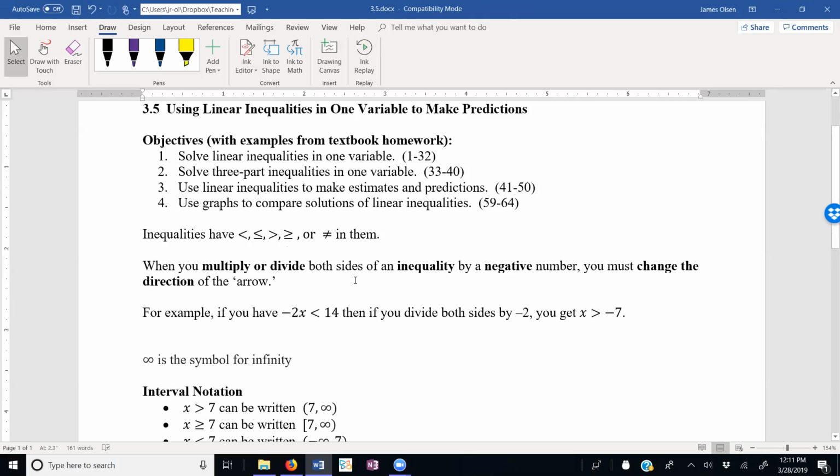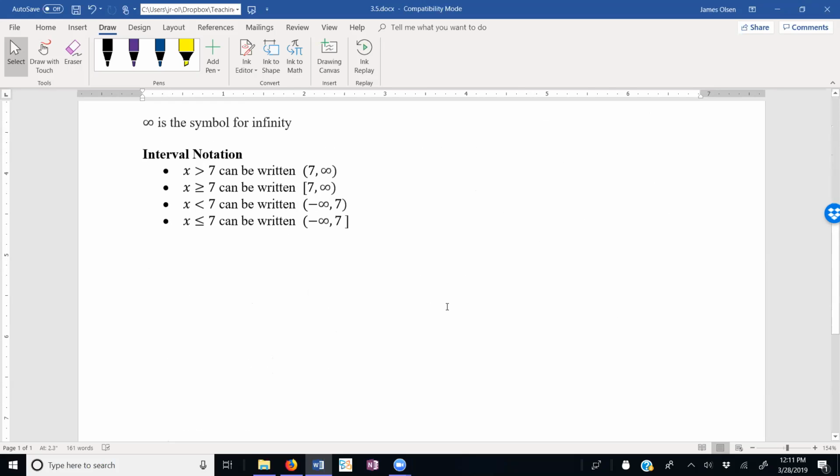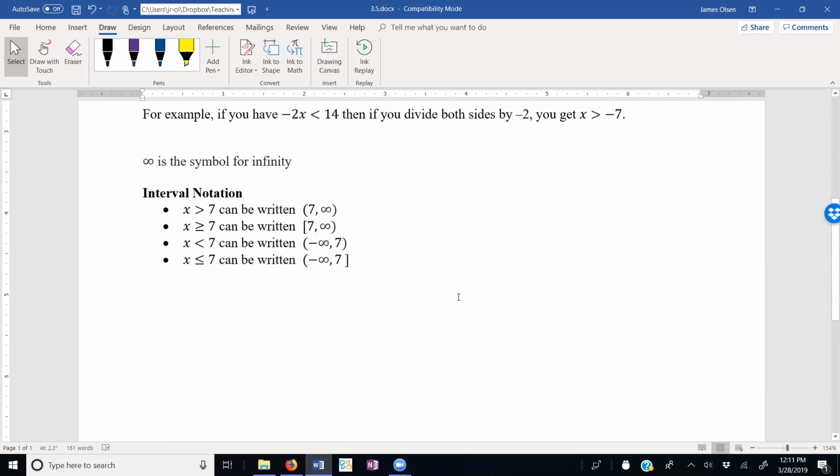Important note, when you multiply or divide both sides of an inequality by a negative number, you must change the direction of the arrow. So less than will become greater than, for example, and we're going to be seeing some examples of that. First thing I'd like to do is explain what these things mean with a graph on a number line. So let's come down to the interval notation.